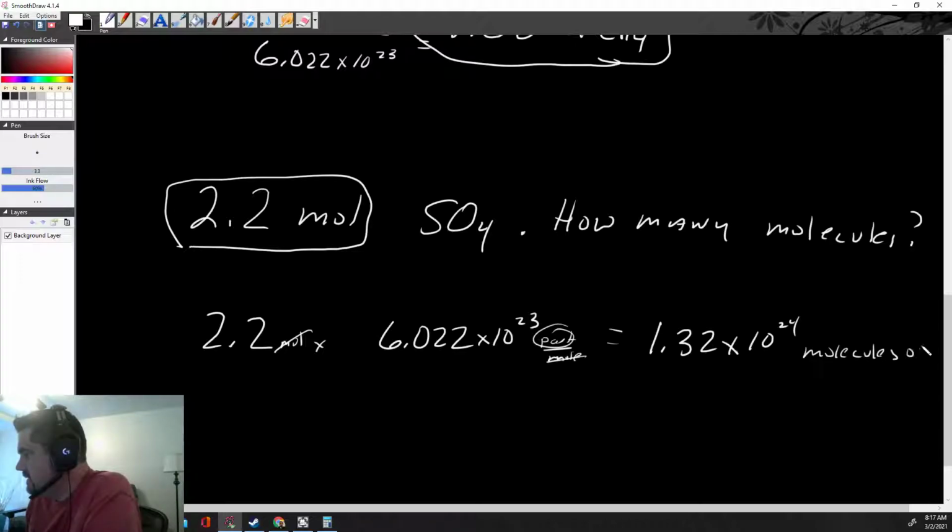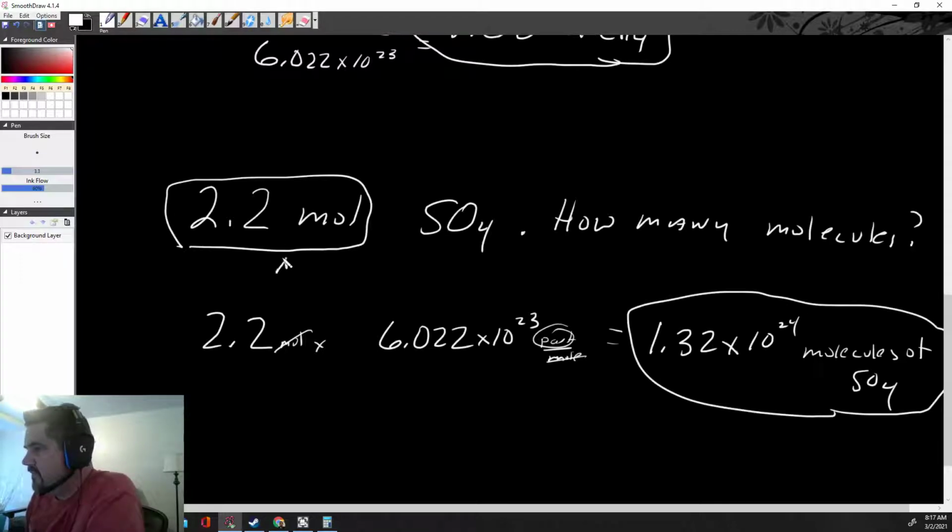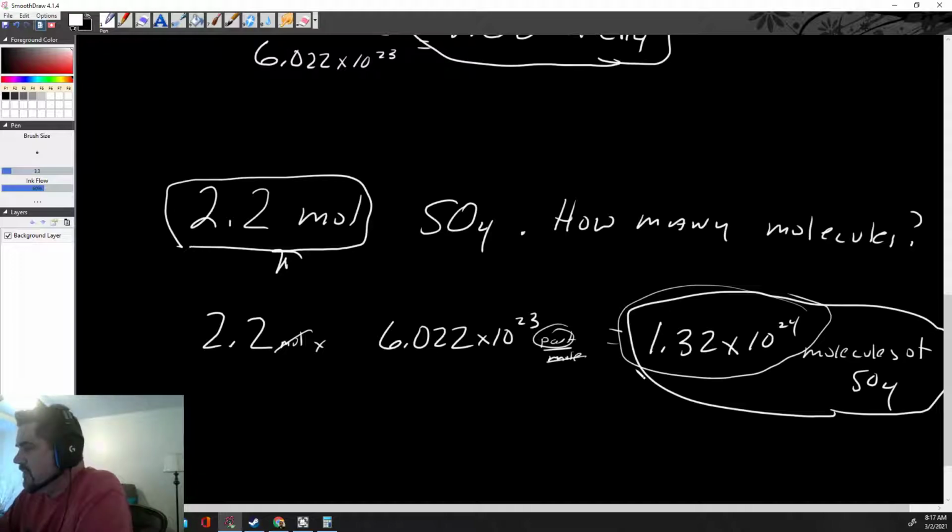molecules of SO4. Not moles, molecules, right? Because we were in moles. Now we're in molecules. That's why the number is so big. That's how many molecules there are of that stuff. So that's all there is to that.